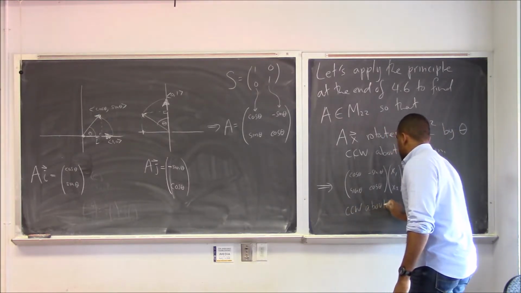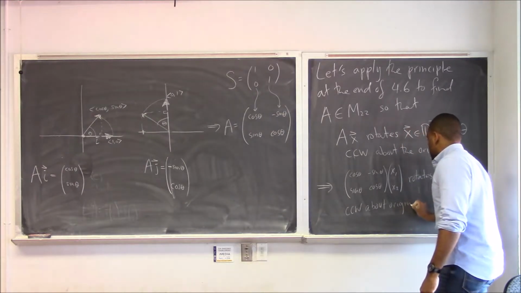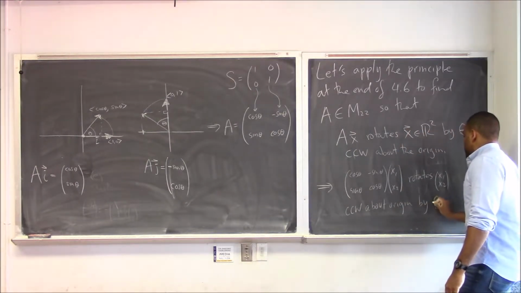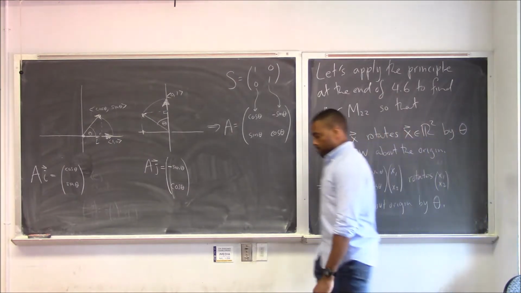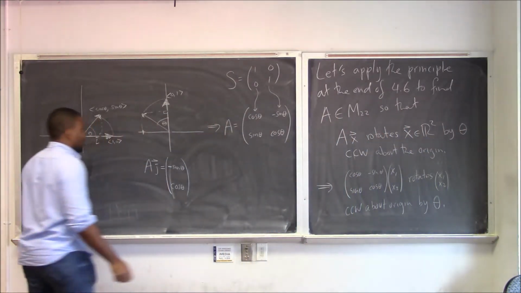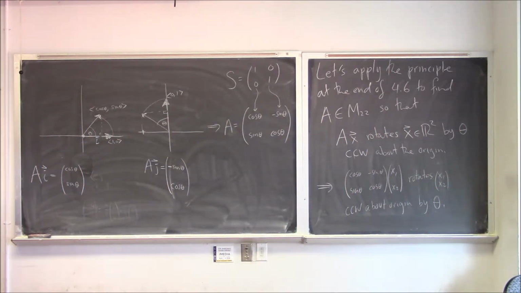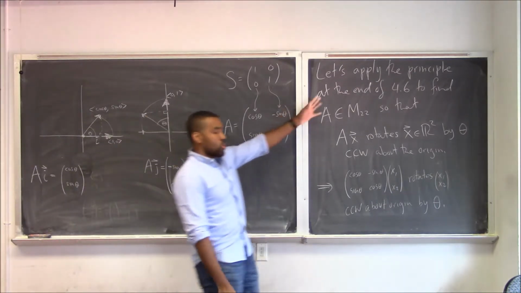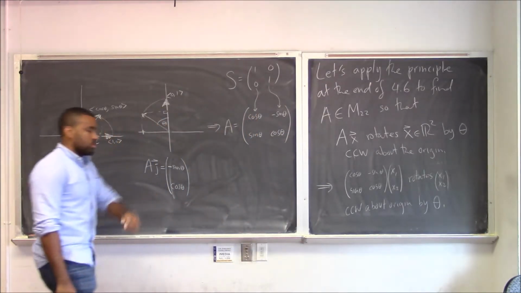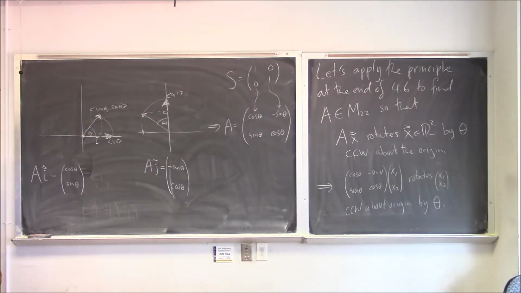Counterclockwise about the origin by theta. And this is a consequence basically of 4.6. I mean, you have to do a little work to prove it, but at this point, I'll just state it and you can believe me.